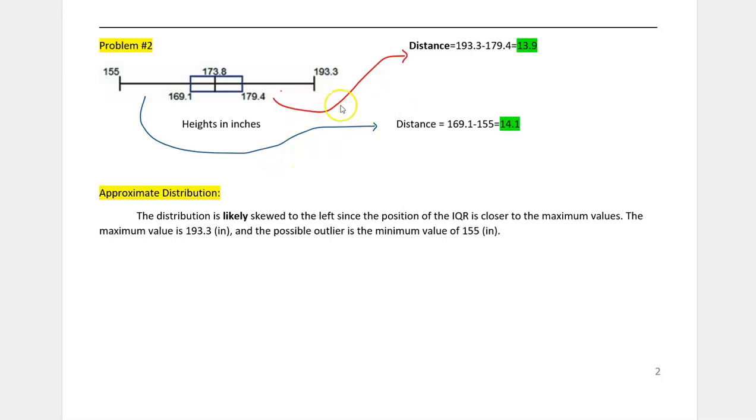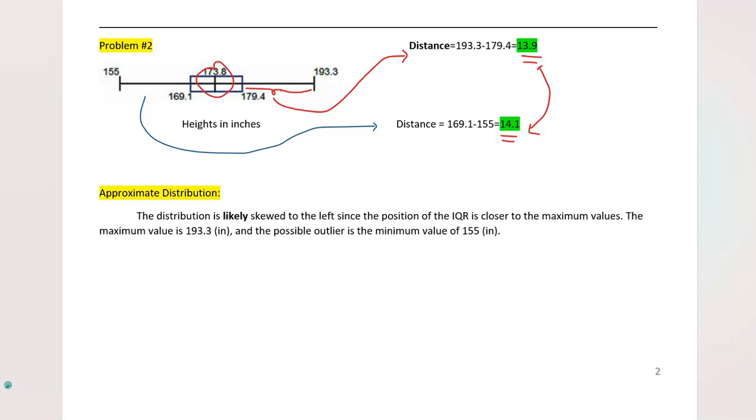So for problem 2, it looks like it's in the middle, but if you take a quick evaluation of the distances, this distance from here to the maximum value is 13.9, and then the distance between the minimum and Q1 happens to be 14.1. So in this case, we can't really say that those are equal. We have the situation that no, your IQR, which is this box, is closer to the maximum values. So this one is likely skewed to the left.